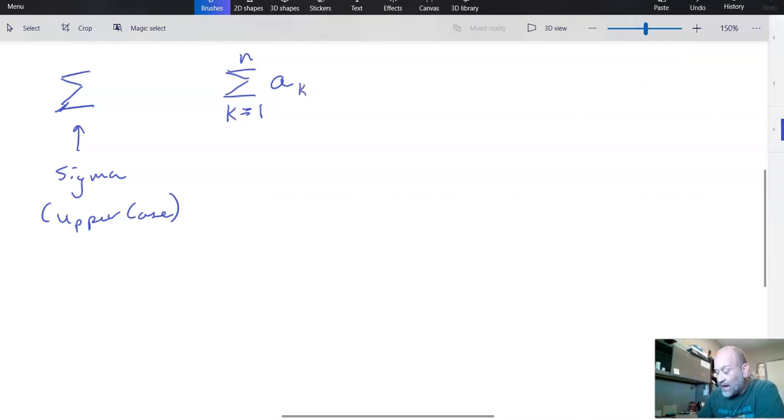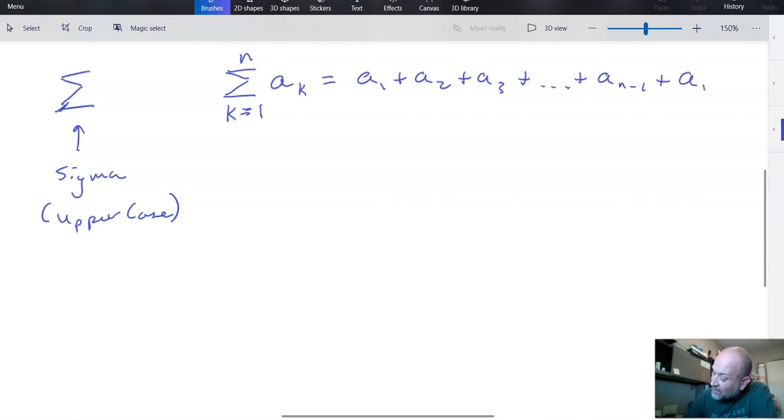Right, it's a_k, and k is this number. So what this means is a just represents whatever the term is. k represents the number of the term. So this ends up being a1 plus a2 plus a3 plus ... plus a_(n-1) plus a_n. So you're adding up all of the terms from some starting number to some finishing number, and you count by 1 each time, right? So you increase it.